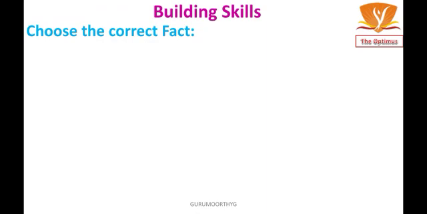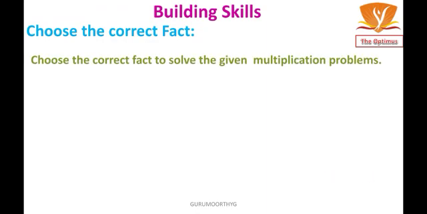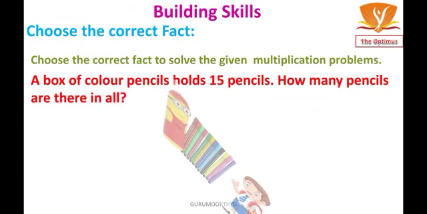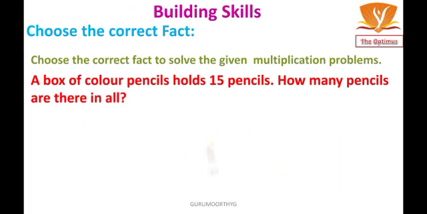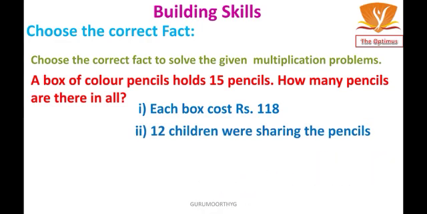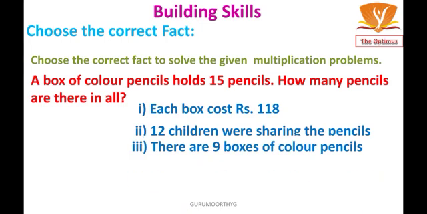Example: a box of color pencils holds 15 pencils. How many pencils are there in all? We are going to select the correct information from the given information. Information 1: each box costs rupees 118. Information 2: 12 children were sharing the pencils. Information 3: there are 9 boxes of color pencils.